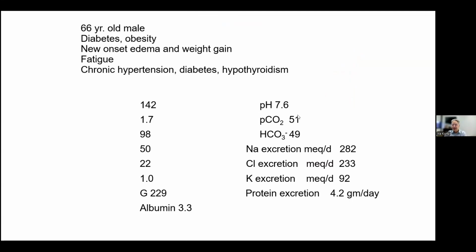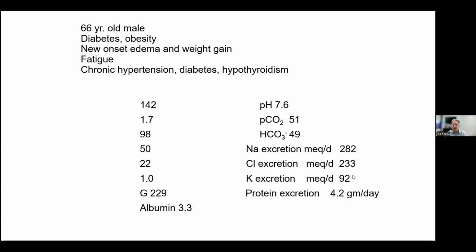And here are the blood gases. PCO2 elevated, bicarbonate elevated, chloride excretion normal. So if you're thinking metabolic alkalosis, you know right away it's not going to be chloride sensitive. So when you have a normal chloride excretion rate, if it is metabolic alkalosis, it's going to be chloride resistant.